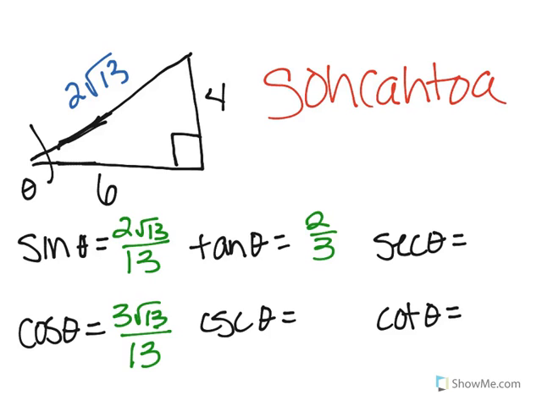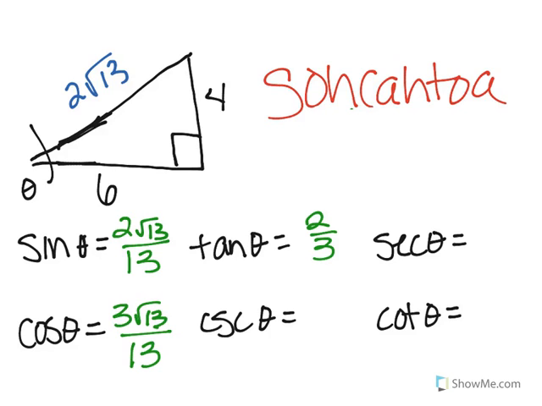Now, when we're trying to figure out secant, cosecant, and cotangent, there are 2 different ways you can go about it. You can either just do the inverse of sine, cosine, tangent, or you can do the inverse of your SOHCAHTOA. So you can say that cosecant would be hypotenuse over opposite, or you can say that secant would be hypotenuse over adjacent, just like cotangent would be adjacent over opposite. When I was first starting out, I stuck with just doing the inverse. So I would do 13 over 2 root 13 for cosecant. That's the inverse of sine.